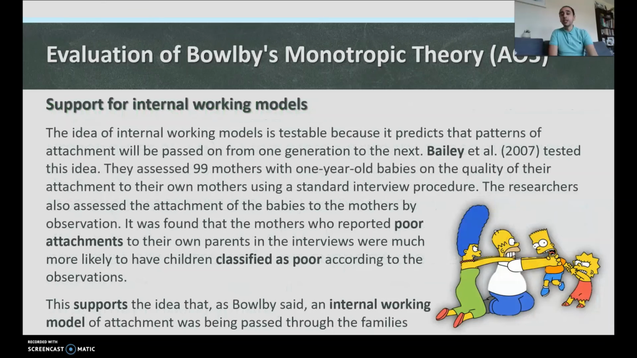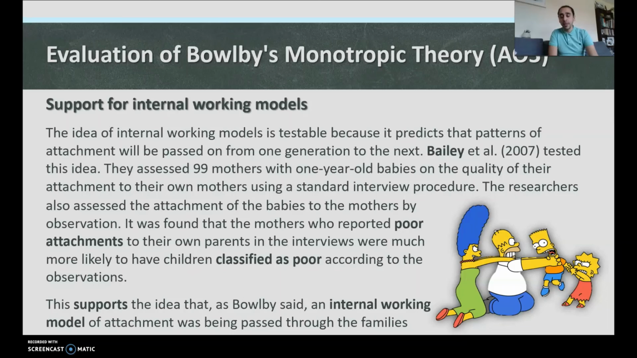And then finally, there is support for internal working models by research. Let's have a look at this one. The idea of internal working models is testable because it predicts that patterns of attachment will be passed from one generation to the next. How do you know this? Well, Bailey et al. in 2007 tested this idea. They assessed 99 mothers with 1-year-old babies on the quality of their attachment to their own mothers using a standard interview procedure. The researchers also assessed the attachment of the babies to the mothers by observation.